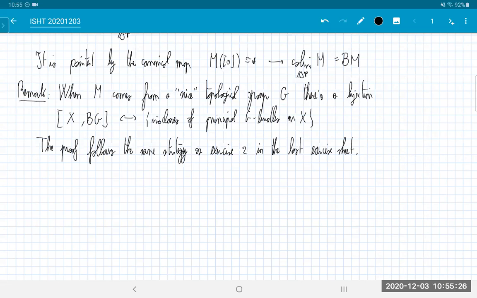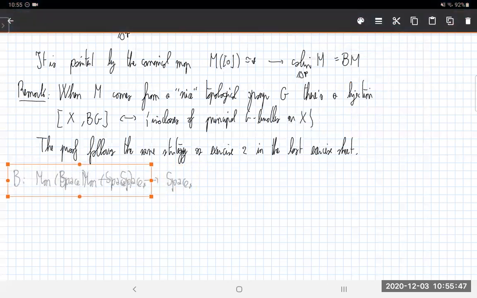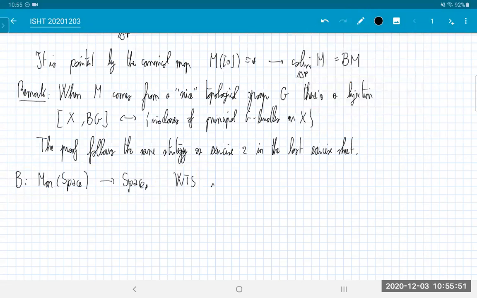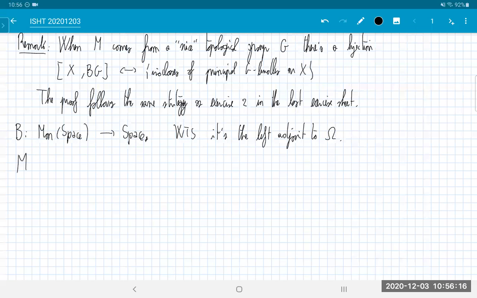Good. So B now is a functor from monoids in spaces to pointed spaces. And my goal is to say that this is actually the left adjoint to omega. Want to show it's the left adjoint to omega. So in order to do that, I'm going to need to give you the unit and counit of this adjunction. So the first thing is that if M is a monoid in spaces, I have a natural map from M to loops of B of M.